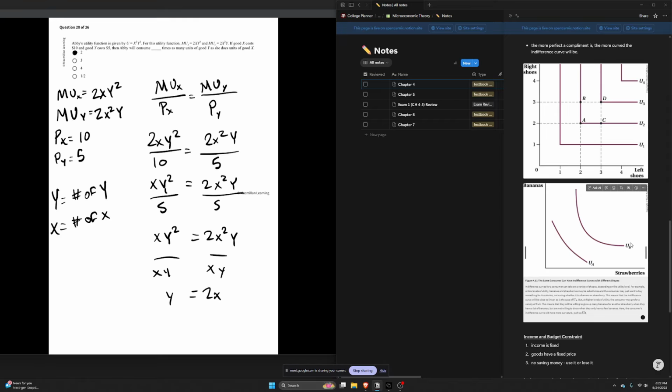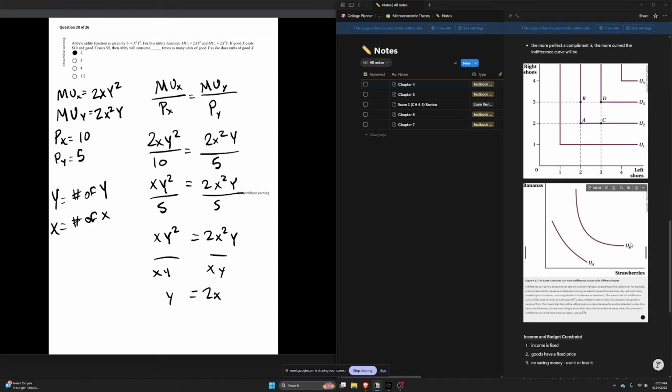Abby's utility function is given by u equals x squared y squared. For this utility function, MU for x equals 2xy squared and MU for y equals 2x squared y. If good x costs $10 and good y costs $5, then Abby will consume blank times as many units of good y as she does of good x.